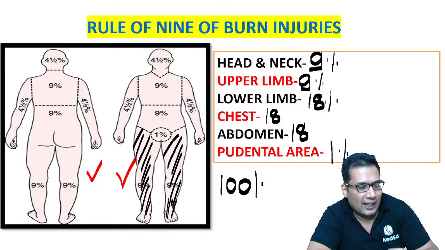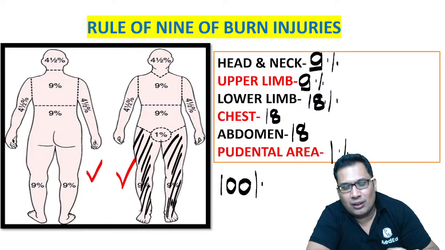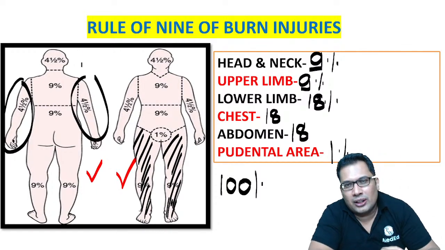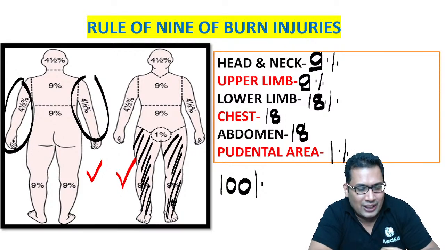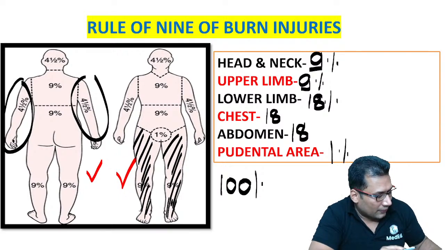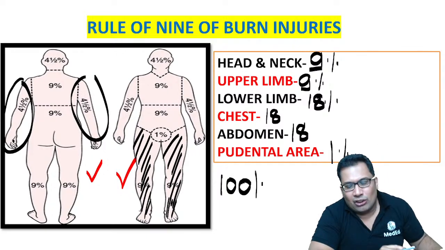So you can see the diagram also. The front of upper limb is 4.5. Front of lower limb is 9%. So don't make a mistake in this. Pudendal area is 1%. So this is the rule of 9. Very, very commonly asked question.